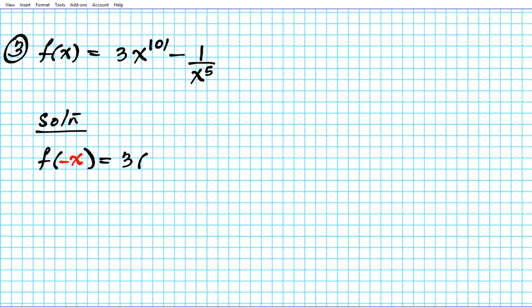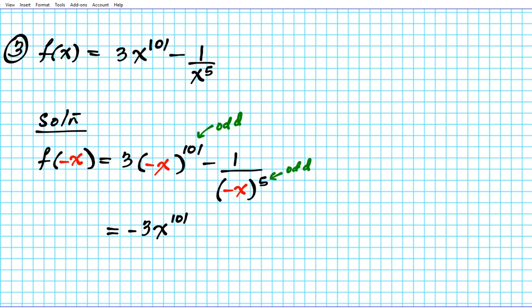We basically replace all the x's in the function with negative x and then simplify. Alright, so this becomes negative x and this is negative x. So what do we get as a result? Negative x raised to the 101. 101 is odd. Alright, so since this is an odd power, the negativity stays. So the minus comes out and this sign becomes the opposite, negative 3x to the 101. And then down here also we have an odd power. So the negativity stays and that minus will be multiplied by this minus here, making it plus 1 over x to the fifth.